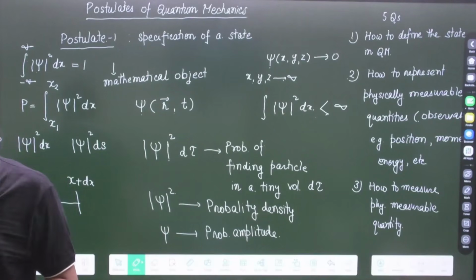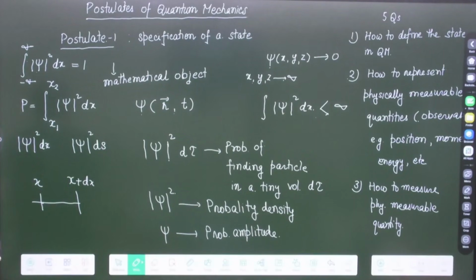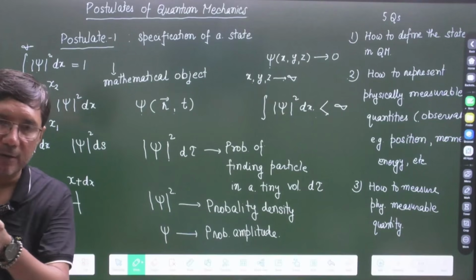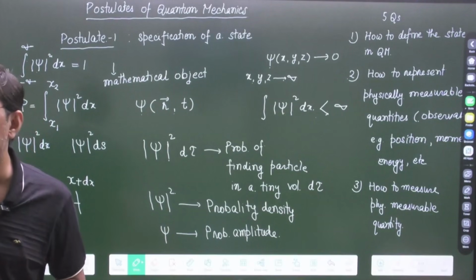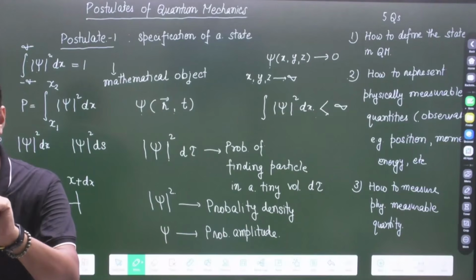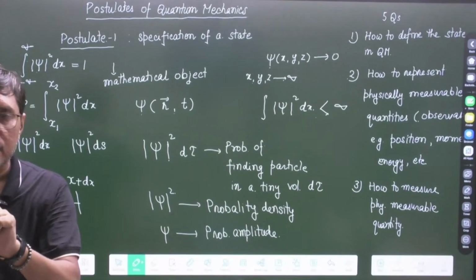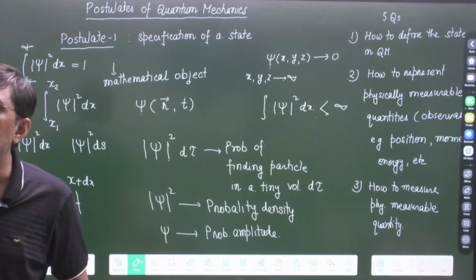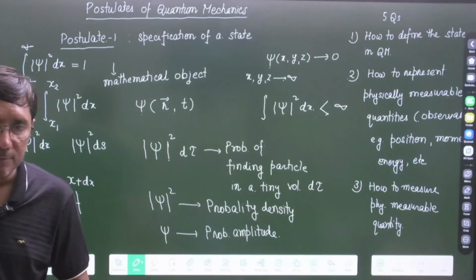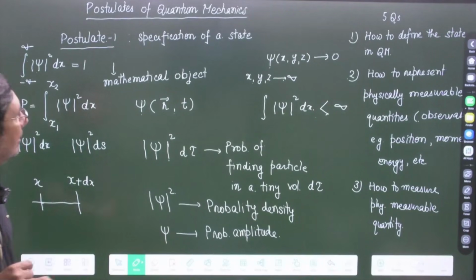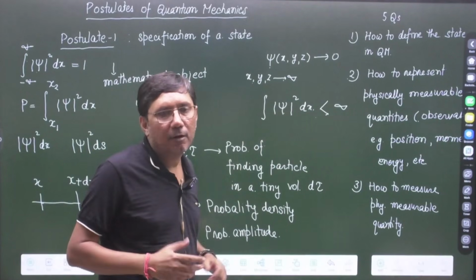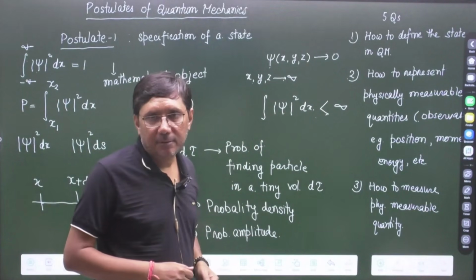Why should psi be single valued? Otherwise, when you calculate probability with two different values, at a particular point you will have two different probabilities of finding the particle. That is not possible. At one position, there should be a single value of the probability. So psi should be a single valued function. Second, psi should be a finite valued function, because it has to satisfy this condition. Otherwise, it will not remain square integrable.